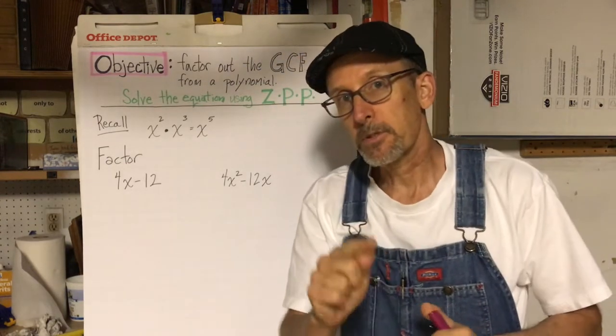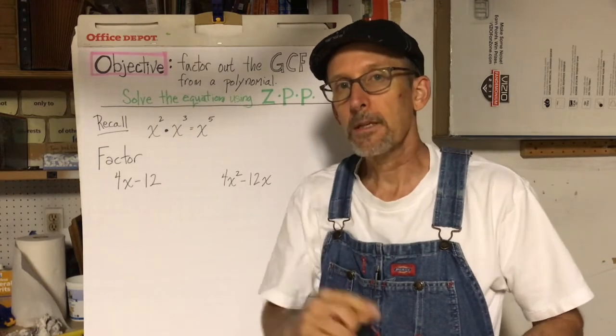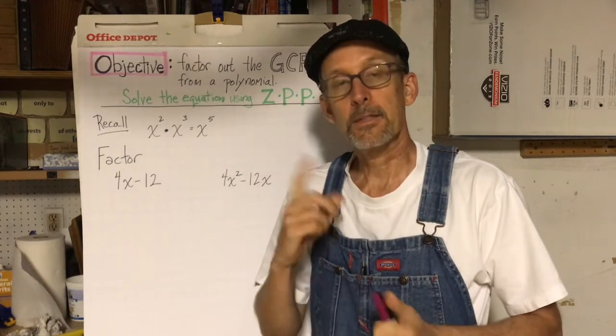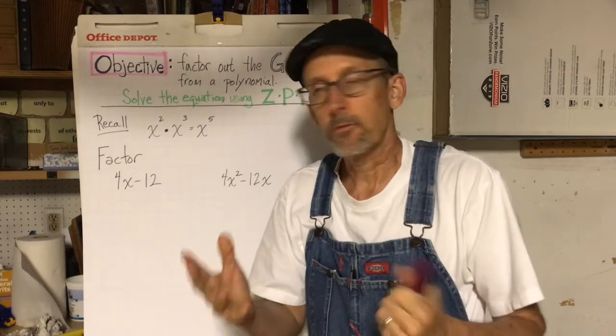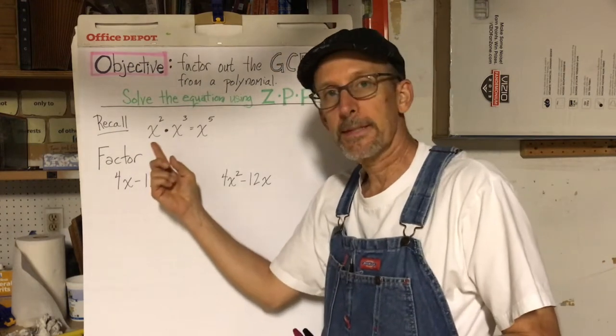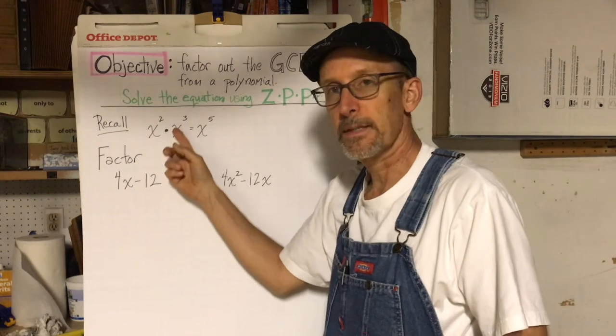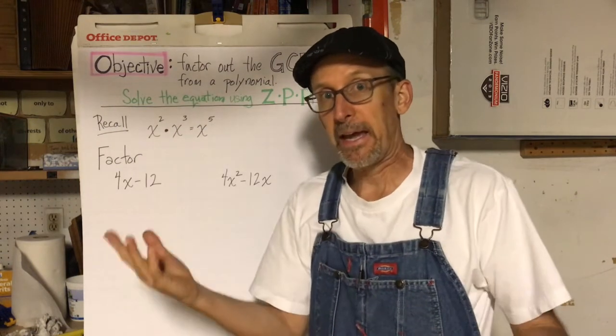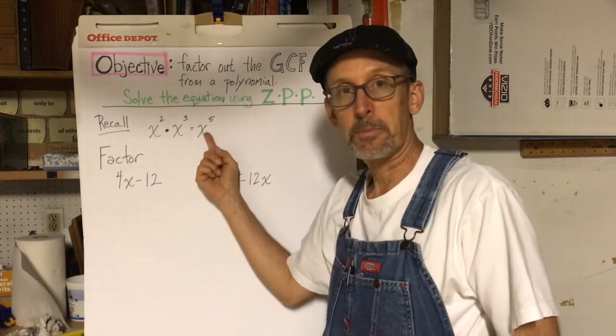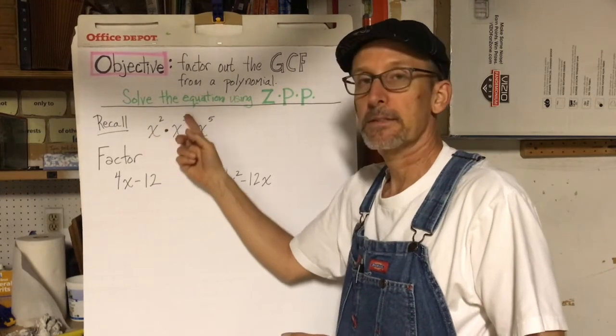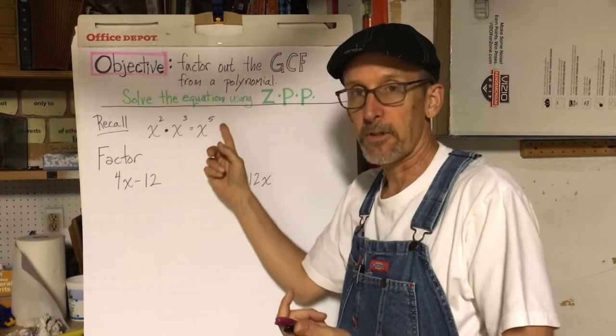Before we do the examples, I want to remind you of one particular exponent rule because we'll use it even right now, and that is when you multiply same base, x squared times x to the third, you simply add the exponents. So x squared times x to the third power is x to the fifth power.